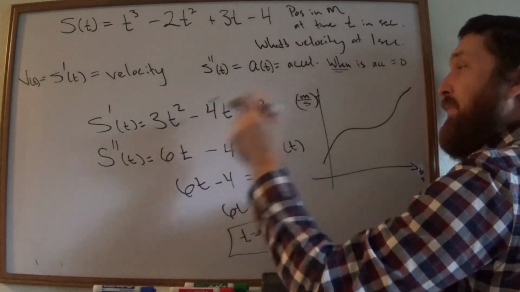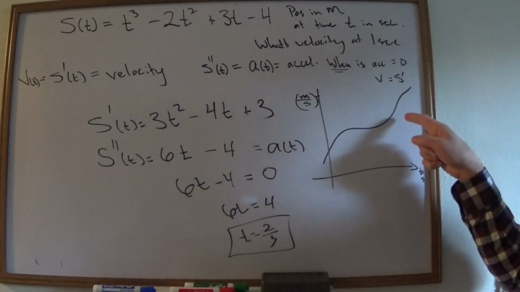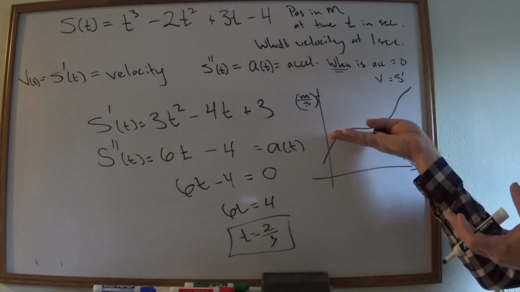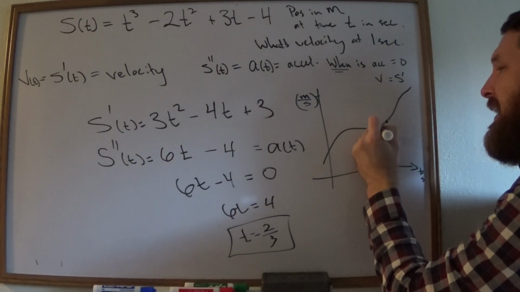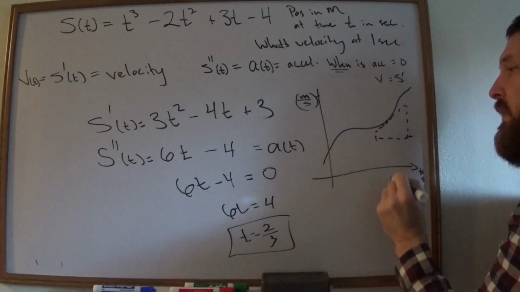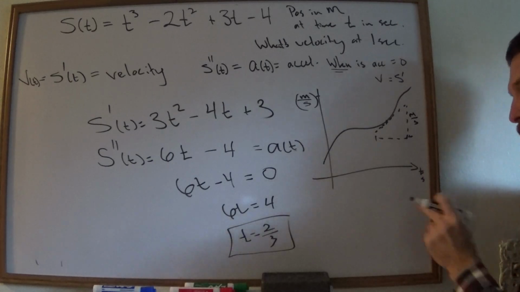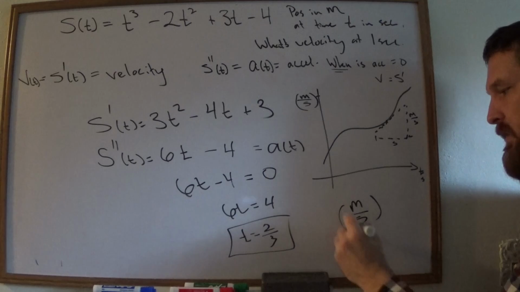Now the output of this function, s prime, or the velocity, it's not a speed, it's a velocity, but it's how fast you're going, right? And so when you do this again and you find the rise over the run, the rise is now in terms of meters per second. The run is now in terms of seconds, and so you have meters per second.